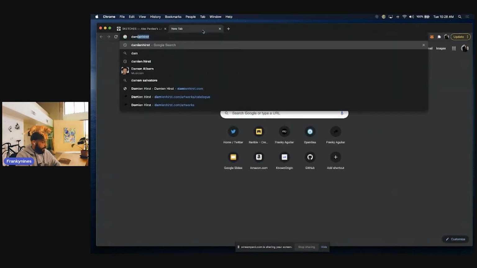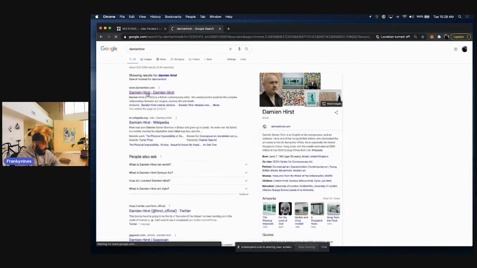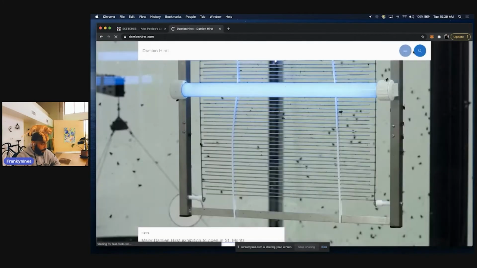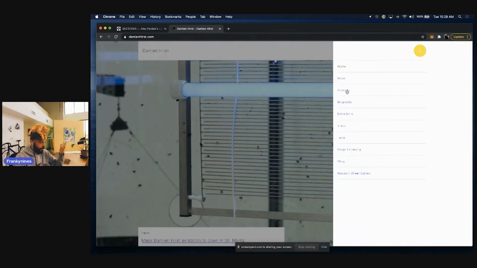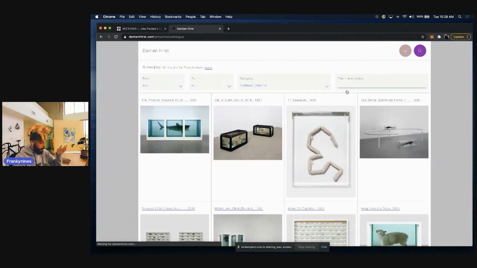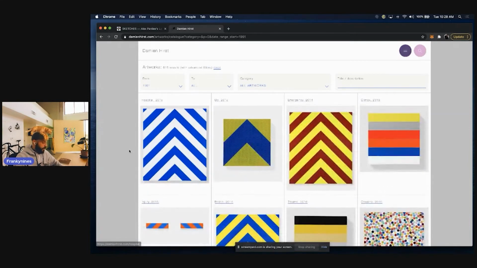Let's go back into Damian Hurst. Damian Hurst's portfolio, he's kind of a crazy artist. But what I love about looking at his work is it's so diverse. It's not just painting, it's sculpture, it's performance work, it's all over the place. When you look at his portfolio, he's got years cataloged. It looks like it only went up to 2014, even though the dude's still making artwork today. But you can see the history of his work all the way back.